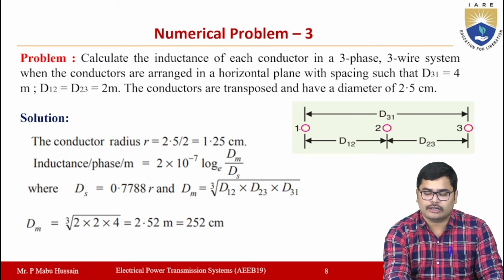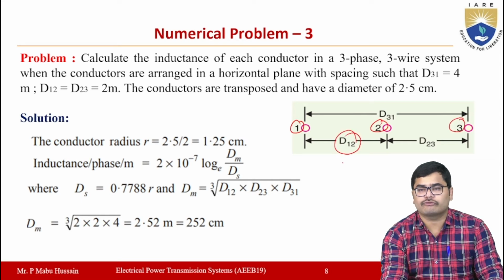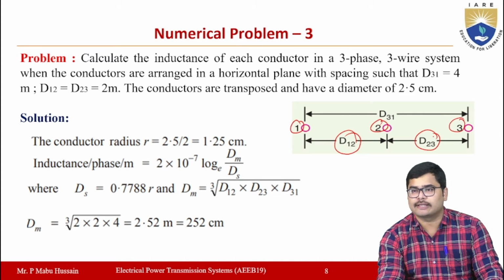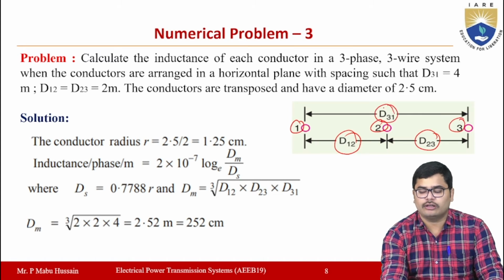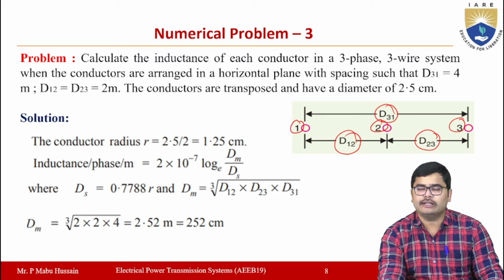Okay. If you see here, the conductors 1, 2 and 3. So the distance between the conductors 1 and 2, D12, as well as D23, may be the same, but it is not equal to D31. Because of that reason, this transmission line also will be considered an unsymmetrical transmission line system, right?